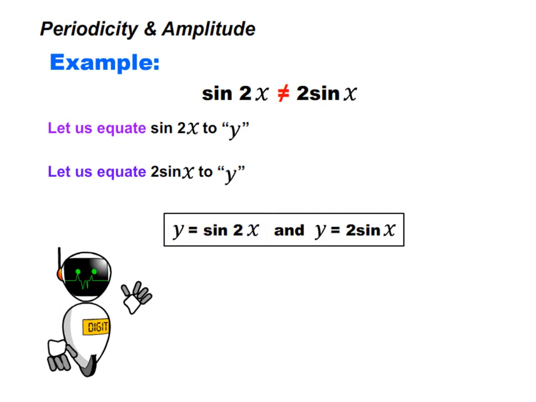Phoenix. Please explain amplitude and period. Start by first explaining amplitude.